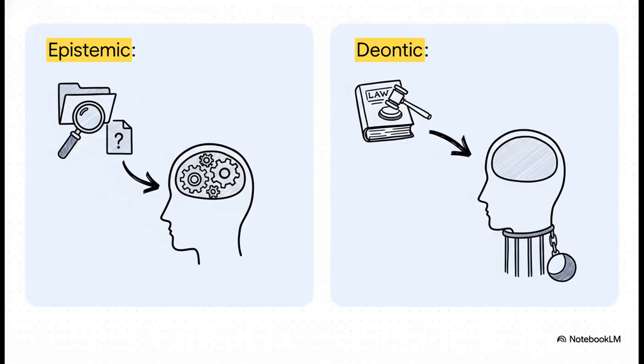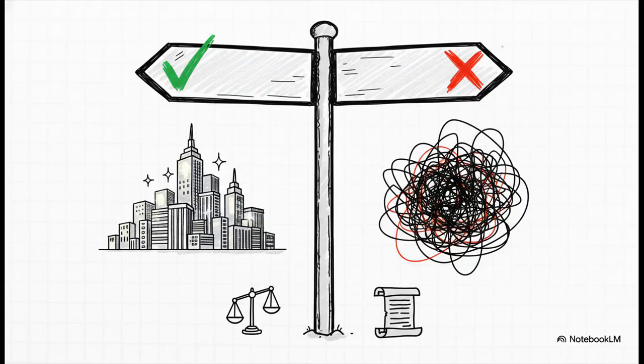And this is a perfect way to see how the same word, like must, can mean totally different things. A detective saying Agatha must be the murderer is making an epistemic claim. The evidence leaves no other possibility. But a judge saying Agatha must go to jail, well, that's a completely different kind of must, isn't it? That's not about evidence anymore. It's about obligation. And that brings us to our next flavor, deontic modality.